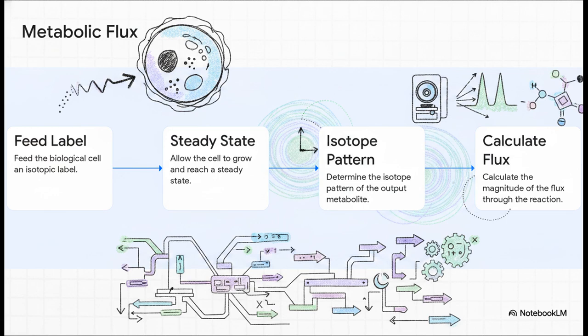So, how do we put all this together to map out, say, a living cell? It's a process called metabolic flux analysis. First, you feed the cell your isotopic label. Next, you just let the cell grow and reach a steady state. Then you analyze the output metabolites to determine the unique isotope pattern left behind. Finally, by calculating the magnitude of that flux, you've essentially drawn a real-time traffic map of the cell's metabolism, seeing exactly how fast and where the atoms traveled.